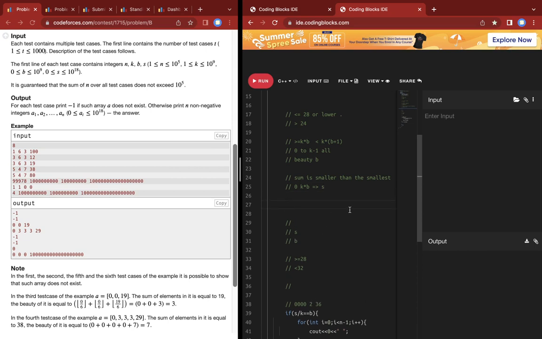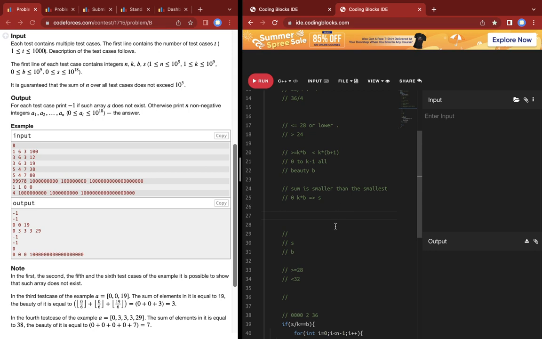So this is the smallest we can go by this formula. And the largest we can go is k into (b plus 1) minus 1, plus (k minus 1) into the leftovers, that is n minus 1. If the sum is greater than this, then we cannot make this array, right?